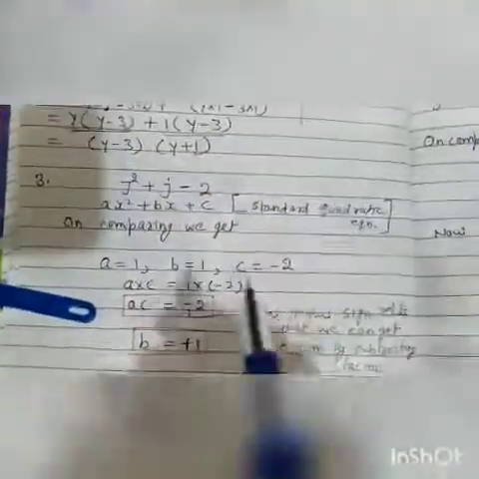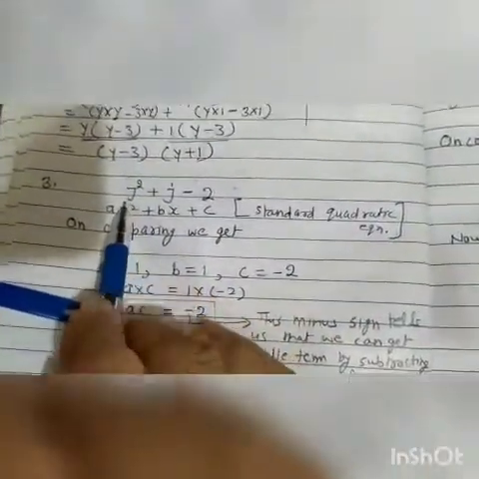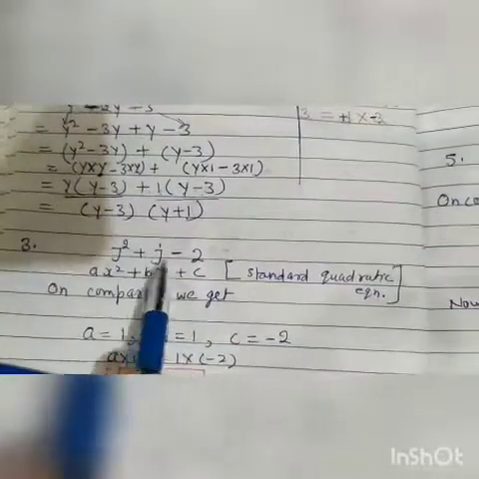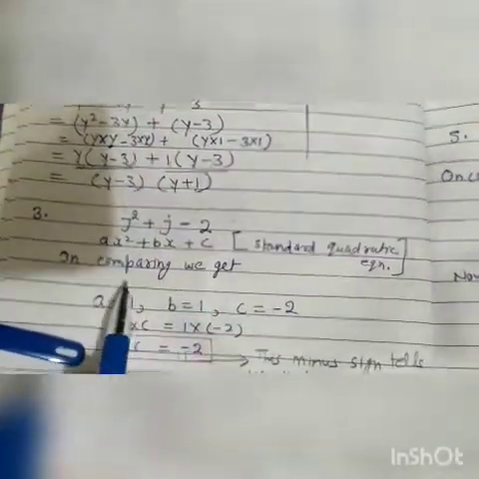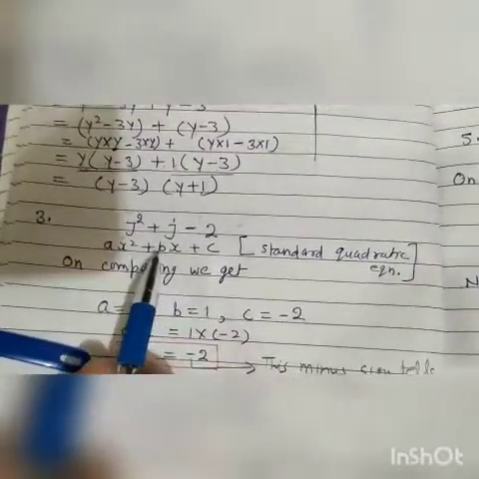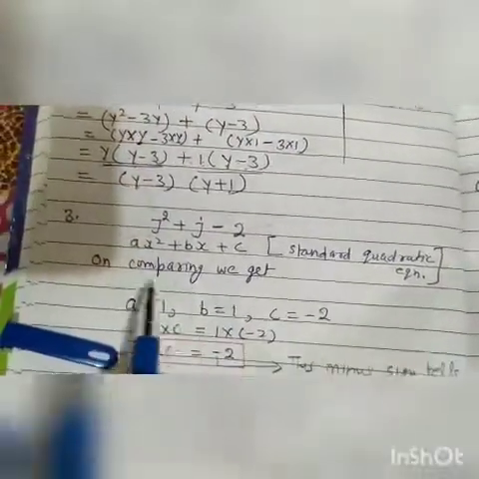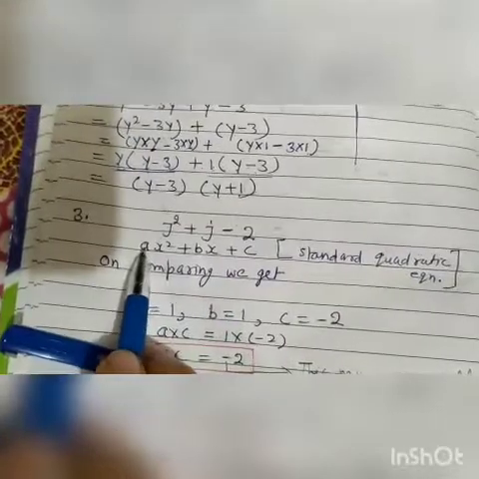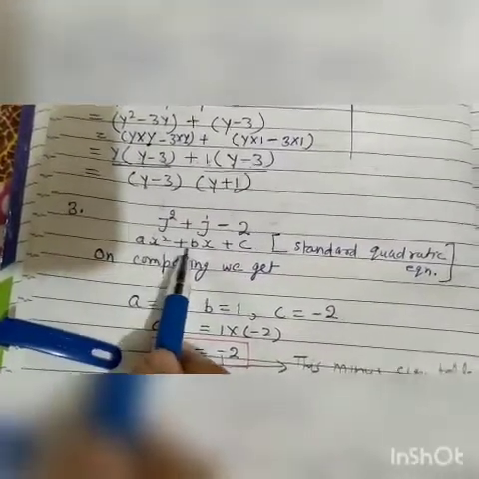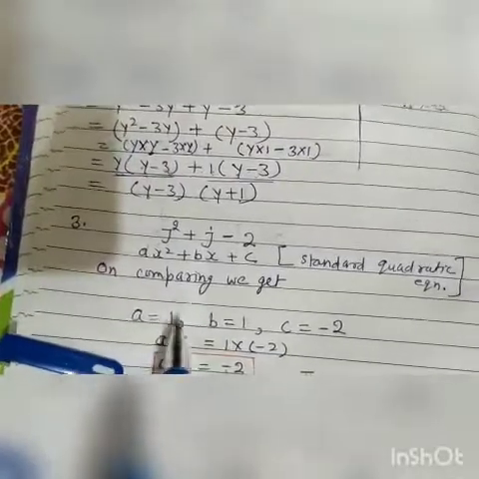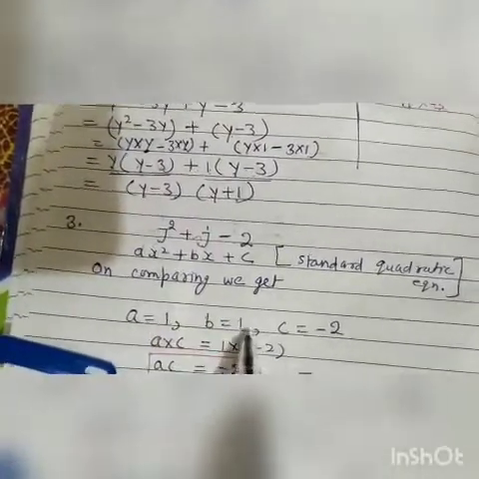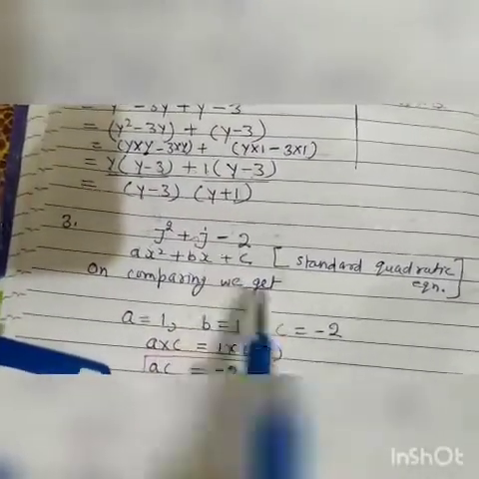Next, third question. The third question is j square plus j minus 2. Again, what is the first step? The first step is comparing the given equation with the standard quadratic equation. If we compare this given equation with ax square plus bx plus c, we get the value of a equal to 1, the value of b also 1, and the value of c is minus 2.